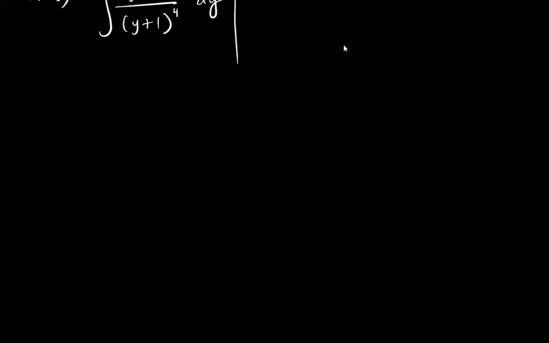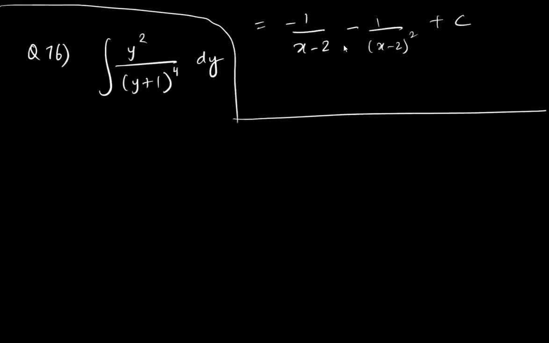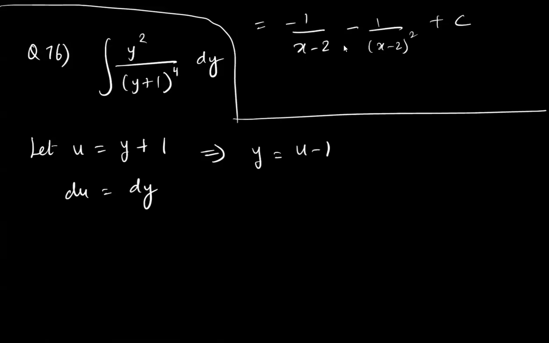All right. So next problem, we're going to do a similar thing. We are going to make our u to be y plus 1. Then my du is dy. Now, if u is y plus 1, what is y? y is u minus 1. Then what is y squared? u minus 1 the whole squared, which is u squared minus 2u plus 1.